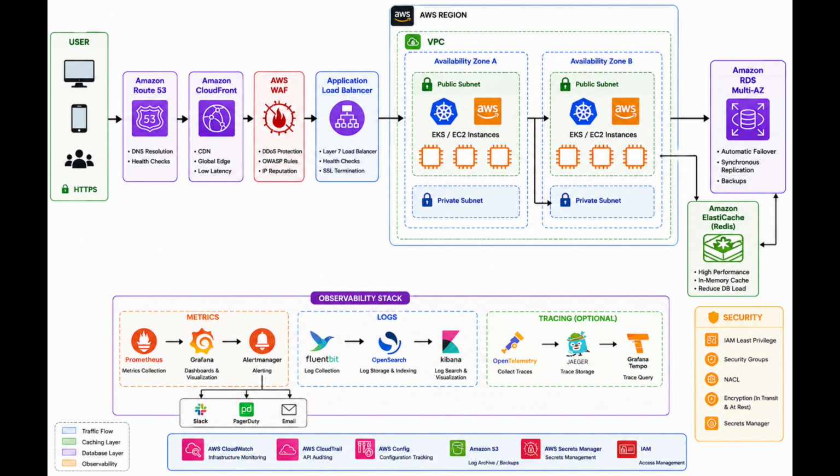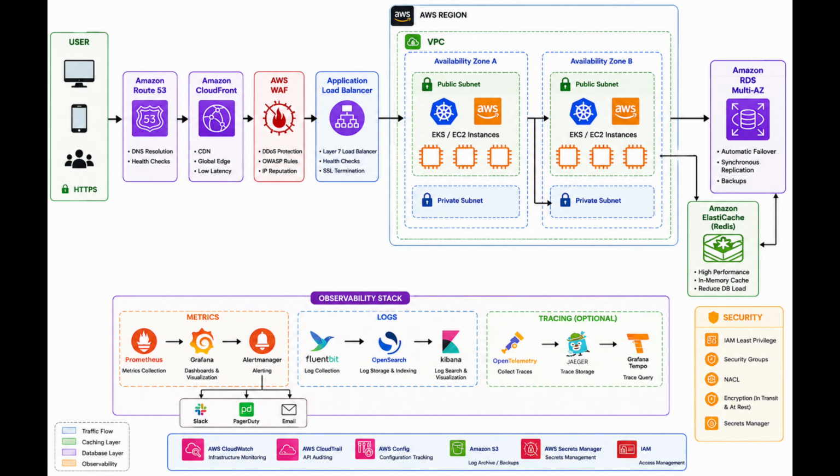Now let's talk about security as well. The security layer is going to follow a defense in depth approach to protect all the production workloads at multiple levels. Okay, so IAM least privilege is going to ensure that users and services only get the minimum permissions required. It's going to reduce our security risk and blast radius. Then security groups and network access control lists, or NACLs, are going to provide network level protection by controlling traffic flow at both instance and subnet levels.